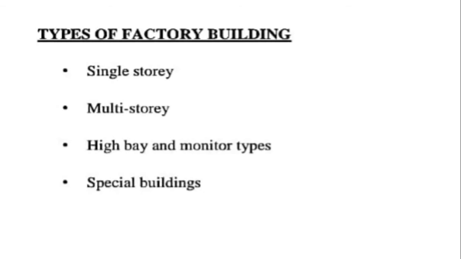Then let us go to the second one, which is multi-story factory building. In big cities where the cost of land is high and where there is no scope for horizontal expansion, construction of multi-story buildings is preferred. This type of multi-story building provides maximum operating floor space per square feet of land. This is best suited in areas where land is very costly.